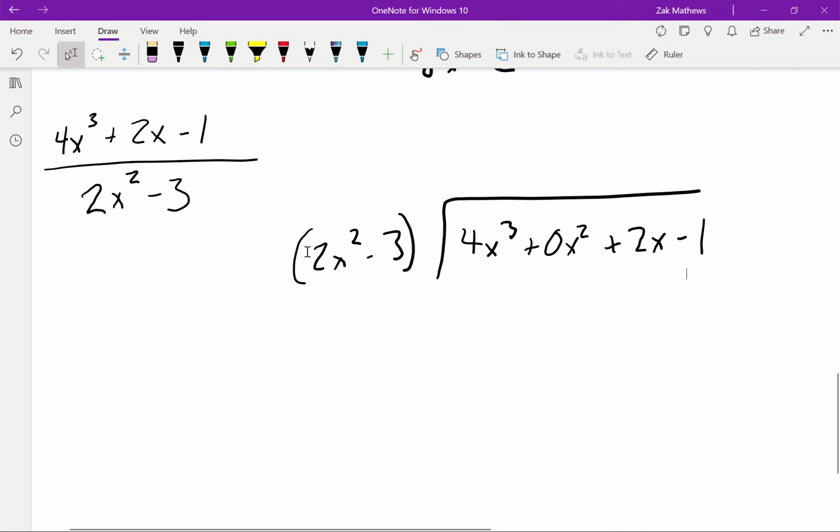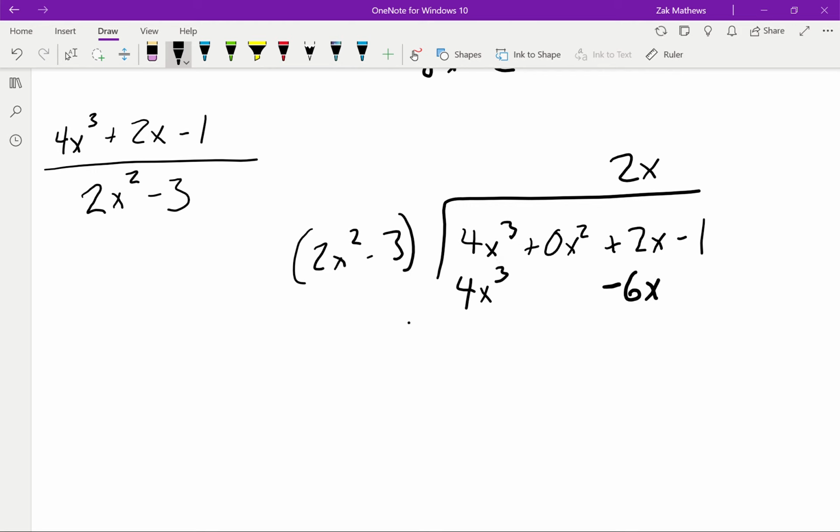So what times 2x squared gives me a 4x cubed? Well, that would be a 2x. 2x times 2x squared is a 4x cubed. 2x times a negative 3 is a negative 6x. Sorry, I have that in the wrong category. Let me try that again. That should be a negative 6x over here, not a squared.